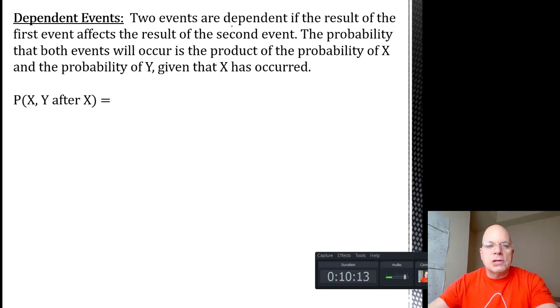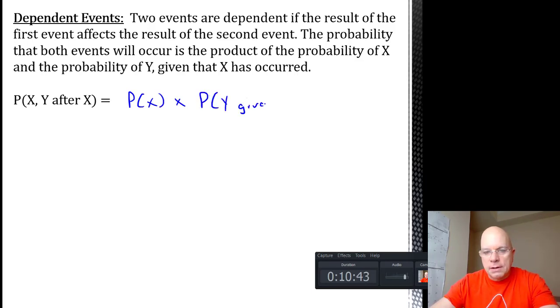And then the definition of dependent events: two events are dependent if the result of the first event affects the result of the second event. The probability that both events will occur is the product of the probability of x and the probability of y given that x has occurred. So one way to look at this is the probability of x followed by y occurring after x occurred is equal to the probability of x multiplied by the probability of y given that x has occurred.